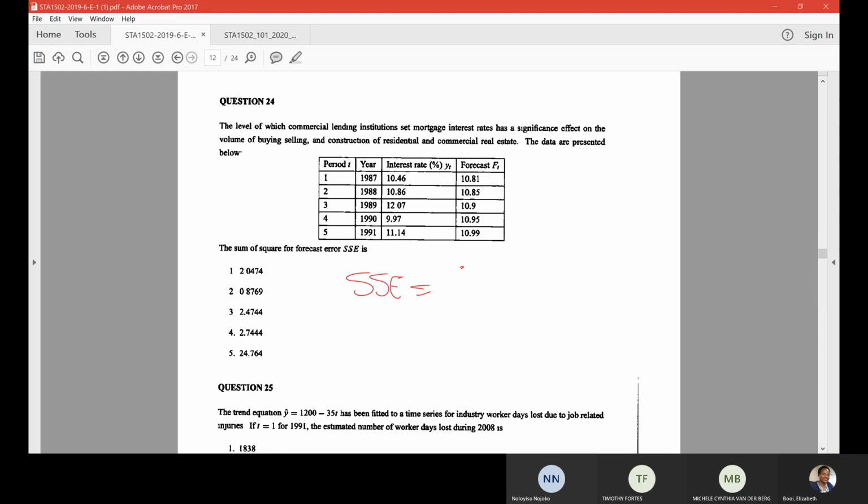which is your sum of your y value minus your forecasted value squared. So you're going to say this minus this, 10.46, we did this in class, 10.46 minus 10.81 squared plus 10.86 minus 10.85 squared plus until you do all of them. And then you're going to add the answer and go find the option here.